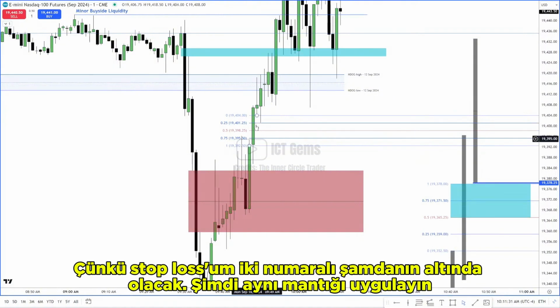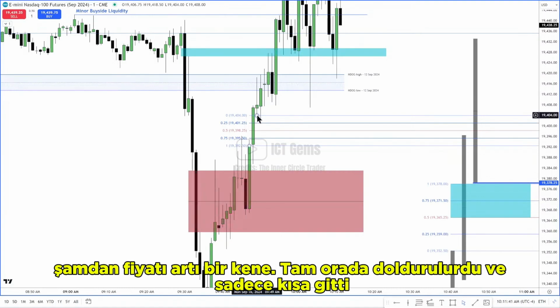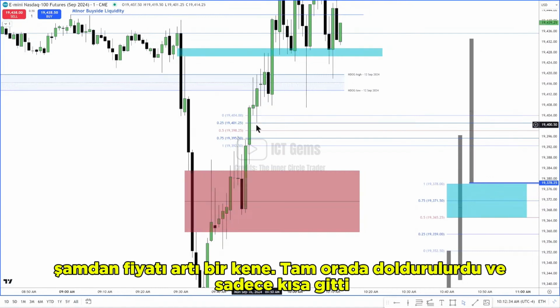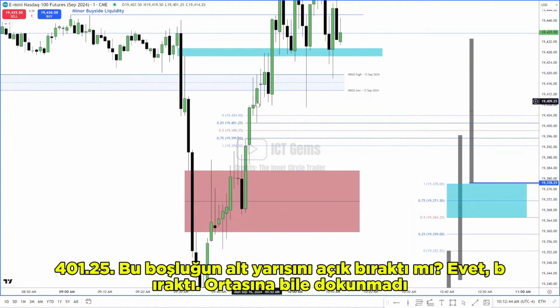Now apply that same logic over here. This number 2 candlestick, that's the fair value gap. The market drops down to this candlestick's price plus 1 tick. You would have been filled right there. And it went just short of what price level? That's that upper quadrant level. That price is 401.25.